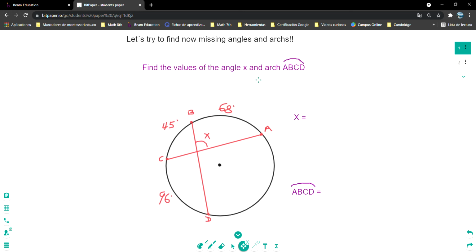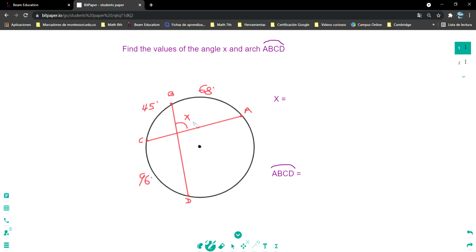So let's start with this exercise that says, find the values of the angle X and arc ABCD. All right, so they ask you first to find this angle, the angle X. This is an interior angle that is formed by the arcs BA. So this is formed by this arc BA and the arc CD.